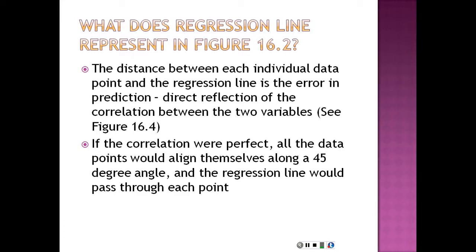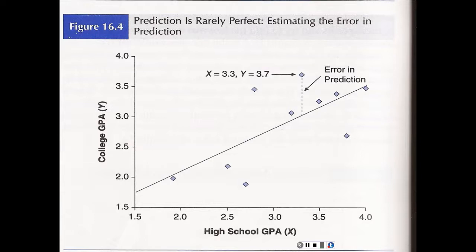So what else does a regression line represent? The third thing that the regression line represents is the distance between each individual data point and the regression line, which is called the error in prediction. It's a direct reflection of the correlation between two variables. So for instance, looking at this particular correlation here, if you look at the data points 3.3 and 3.7, you can see that this occurs above that regression line. So the distance between this point and the line is called the error in prediction.